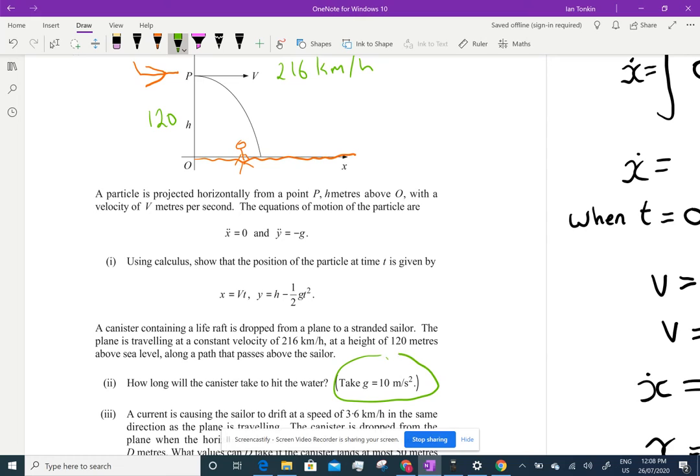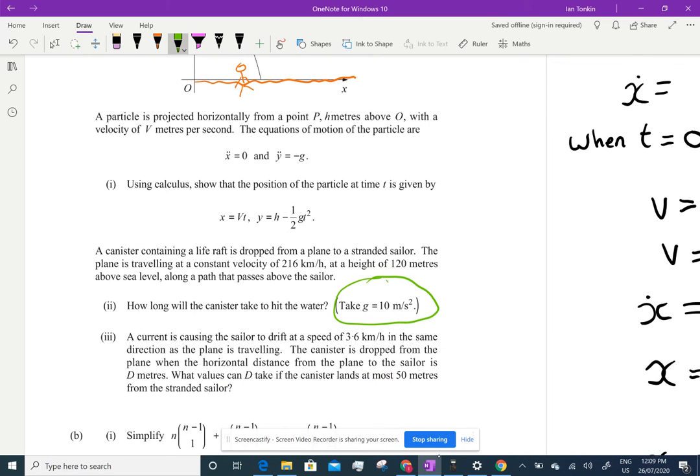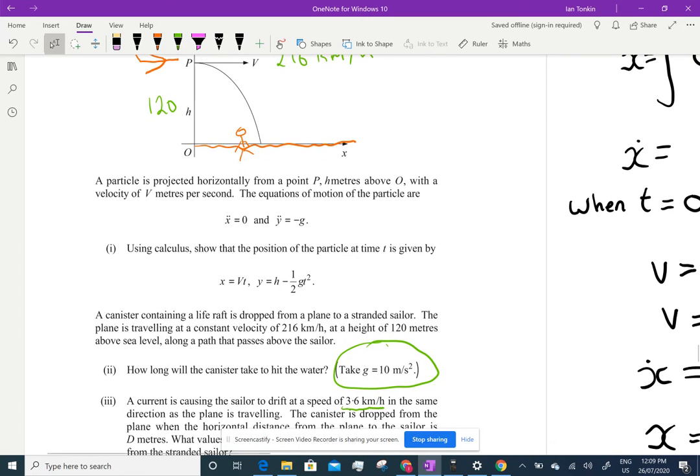I'm going to have to be careful with my units because gravity is in meters per second and we use velocity in meters per second. So we're going to have to do a little bit of mucking around there. Also, when we get to this bit, we've got drift in kilometers per hour, but we'll come to that in a moment. Now, we've got these two equations. They've given us these two, but now my V is 216 kilometers per hour and my height is 120 and my gravity, they want us to use not 9.8 but 10 meters per second.